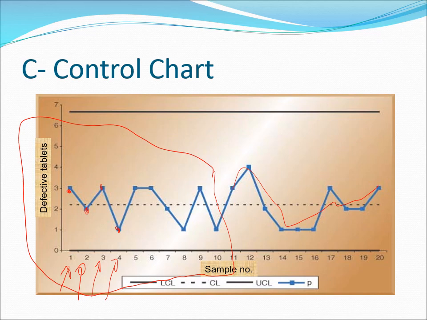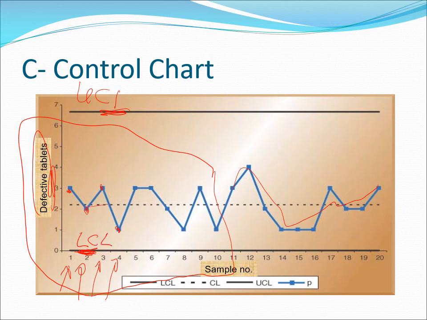So you will do it like that. On the x-axis, sample number, and on the y-axis, the number of defective tablets. And then you have to determine the upper control limit. We mentioned it was 6.65. So this line represents the upper control limit. The lower control limit was a negative value, but we considered it 0. So the x-axis itself is the lower control limit.